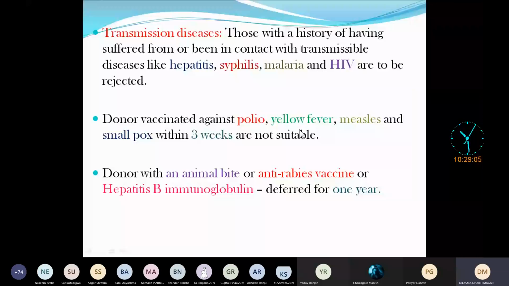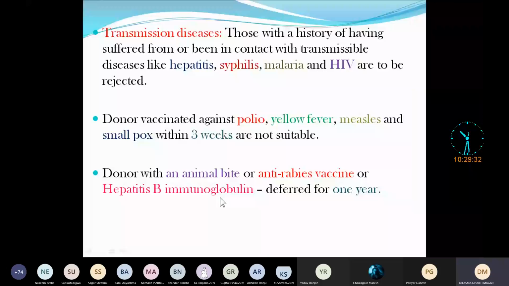Yellow fever is mainly there in the African countries. And with measles and smallpox, they cannot donate within 3 weeks. Then the donor with an animal bite or the anti-rabies vaccine: if some animal like a cat, mouse, or dog bites, or if a person is taking anti-rabies vaccines or the hepatitis B immunoglobulin, we should not take the blood from these persons for 1 year.